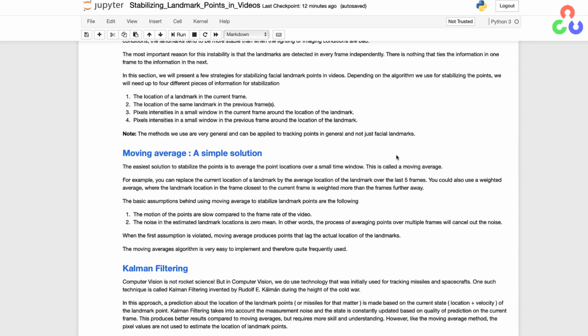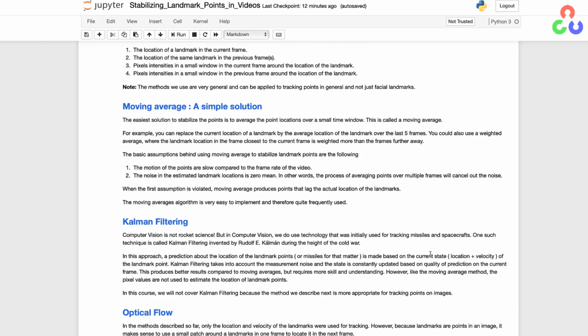Now let's look at the information we need to perform the stabilization. First, we need the location of a landmark in the current frame. We need the location of the same landmark in the previous frame. And we need small windows around the landmarks. We need the pixel intensities in these small windows around the landmark in the current frame and in the previous frame. These methods that we are going to cover, they are general purpose. They can be used to track points in general. They are not related to facial landmarks in particular. So whenever you want to track points in an image, you can use some of these techniques.